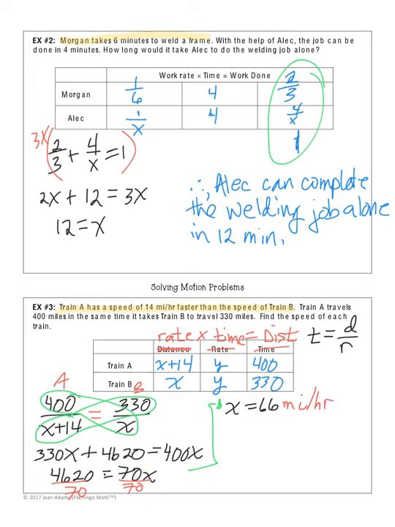And the question says, find the speed of each train. So this just gives me the speed of train B, but I have to also find the speed of train A. So A is x plus 14. So if we add 14 to 66, we get 80 miles per hour.